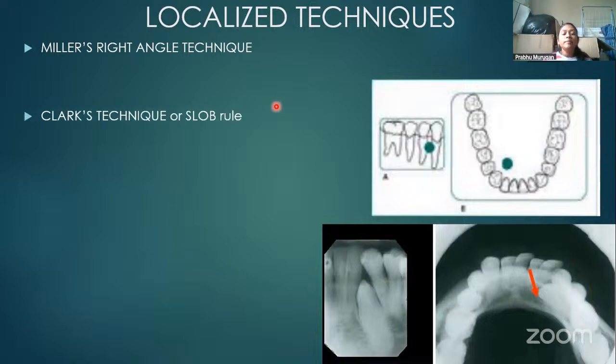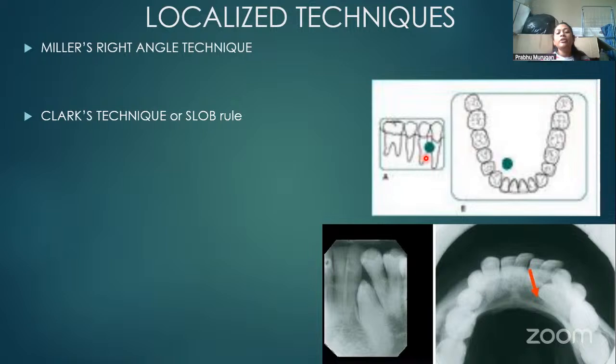In Miller's right angle technique, these two images depict that. Right angle means two X-rays taken at right angles to each other. First, you take an IOPA X-ray. For example, you are taking an IOPA X-ray which is completely incidental, and you see an odontoma as an incidental finding between your canine and the premolar, as shown in the picture.